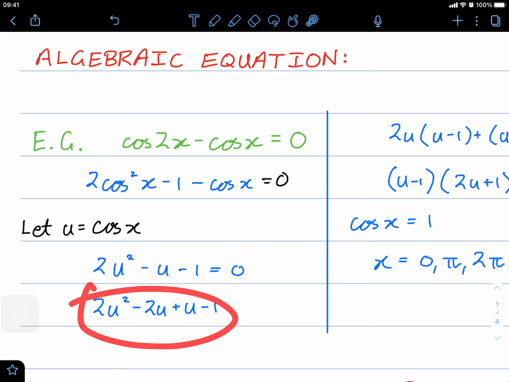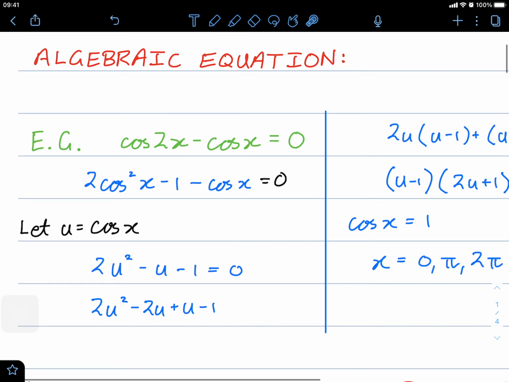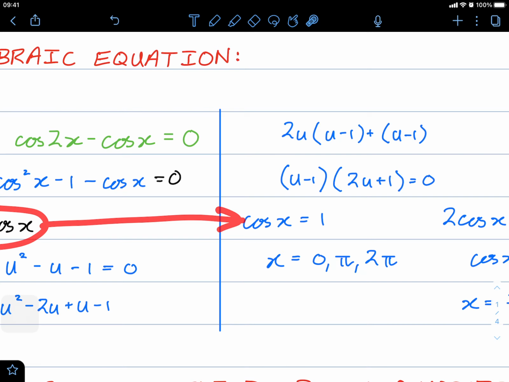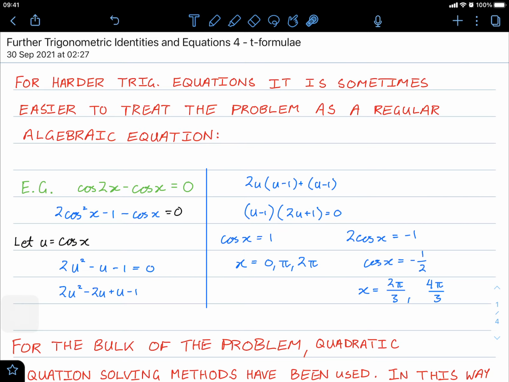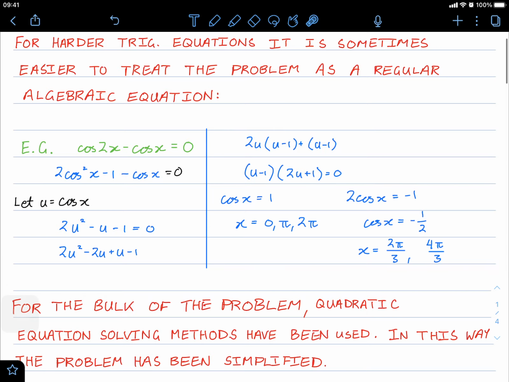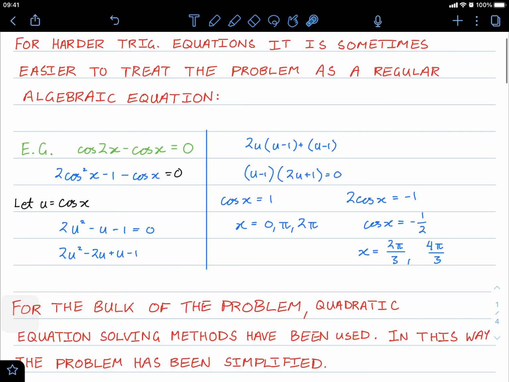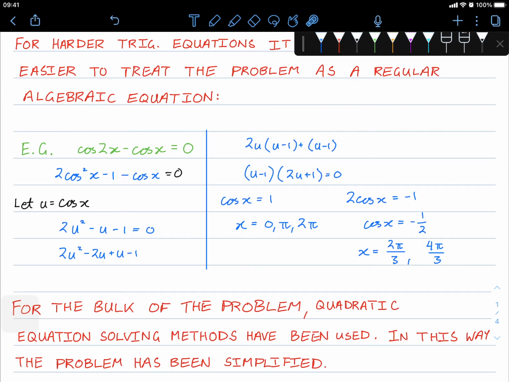In this method, I factorize using grouping. You could use the quadratic formula or whatever method that you would like. And only at the end, you would re-substitute in the cos x and solve using trig from that point. But for the bulk of the problem, quadratic equation solving methods have been used. So from here all the way up to here, we're using quadratic solving methods. In this way, the problem has become simplified.